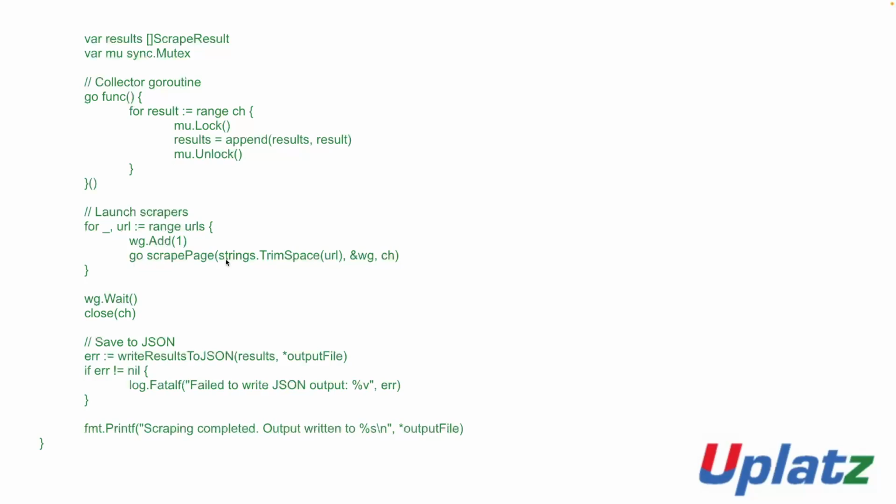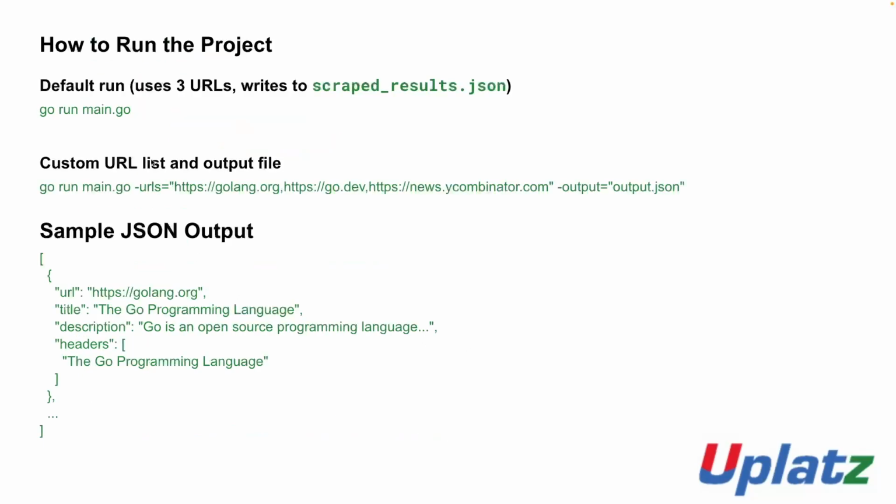Now go scrape page, stream URL, wg ch is there. Then wg wait, close ch, save to JSON, write result to JSON results output file. If error is not nil, then fatal, then printf, scraping completed, output is written to output file. Okay. Next, how to run the project.